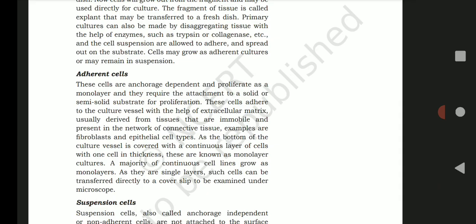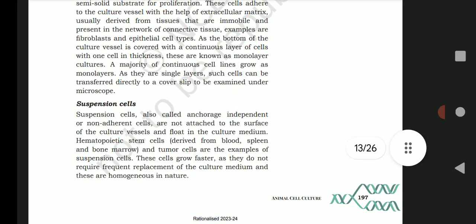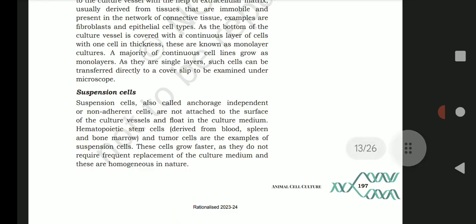So when we view these under an inverted microscope, we can see these cells are growing as a single layer in the case of this. Whereas in suspension culture, the cells don't attach to the substratum or the bottom of the culture vessel, they are just present in a culture medium which is liquid in nature. It is not semi-solid. So it is not attaching to the surface, then we call it anchorage independent or non-adherent cells. Especially the hematopoietic stem cells derived from blood, spleen and bone marrow and tumor cells are examples of suspension culture.